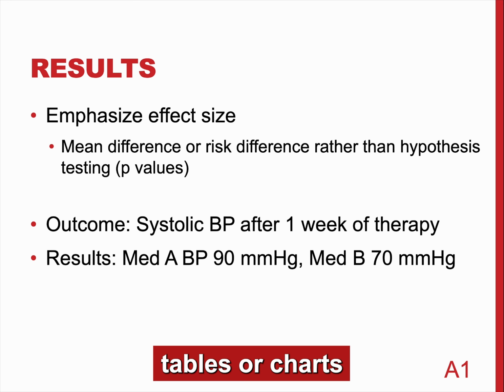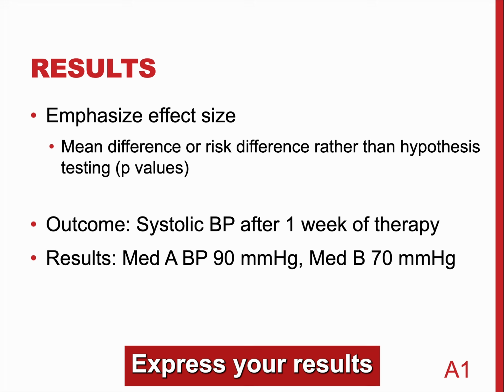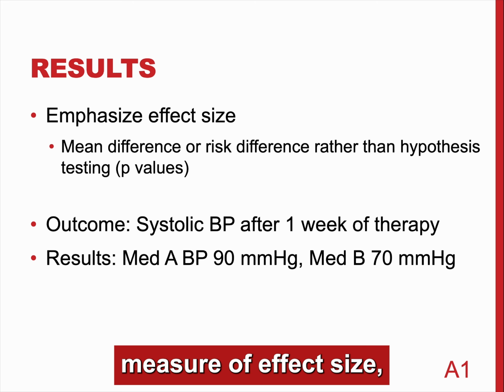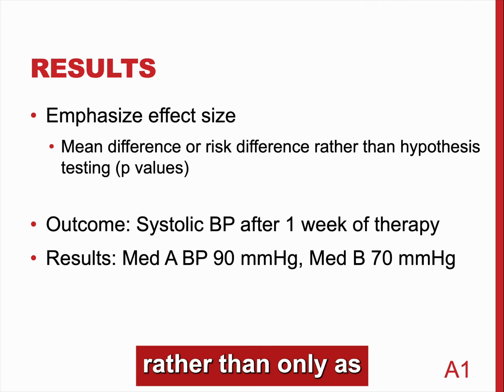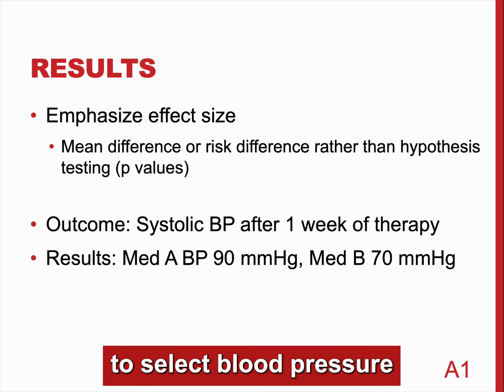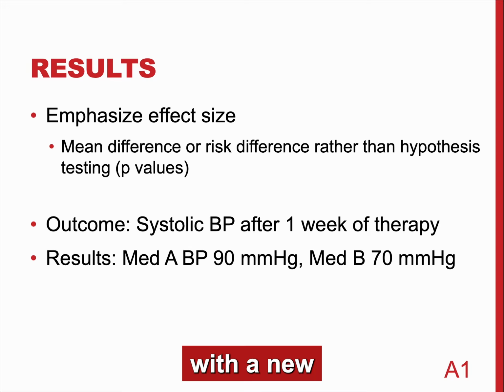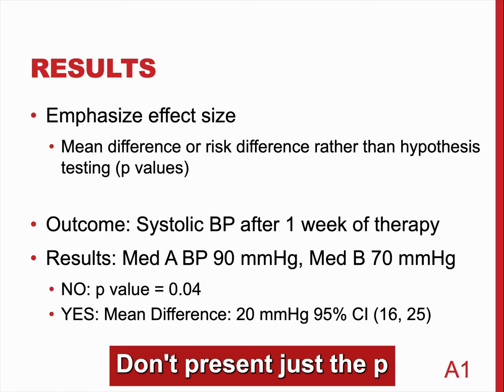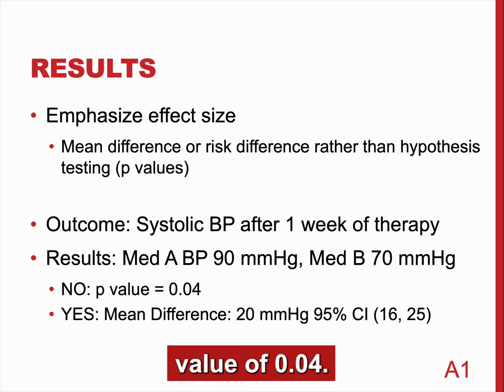Present your results in tables or charts if possible. Express your results in a quantitative measure of effect size, such as a mean or risk difference, rather than only as a qualitative measure, such as a p-value. For the outcome of decrease in systolic blood pressure 1 week after starting therapy with a new antihypertensive medication, don't present just the p-value of 0.04.